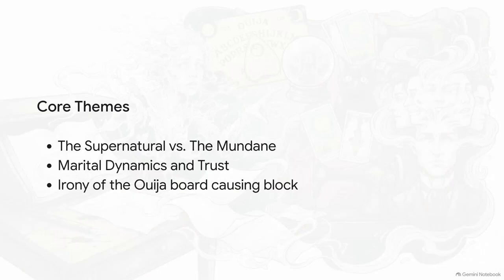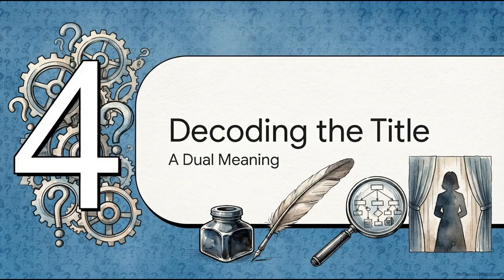So how does this build our core themes? Well, first, we have the clash of the supernatural versus the mundane, ghosts literally complaining about working hours. Second, we have marital dynamics and trust. The entire climax relies on Lavinia jumping to conclusions about John's faithfulness over a parlor game. And third, the beautiful irony of the Ouija board itself. It was bought to cure John's writer's block, right? But it actually causes his ghost to strike, which worsens his block, until the ensuing marital chaos finally hands him a brilliant plot. Getting a grasp on those themes prepares us perfectly for Section 4, decoding the title.